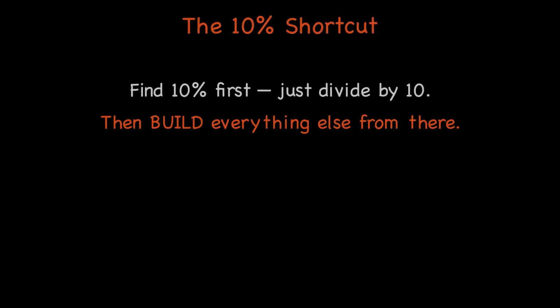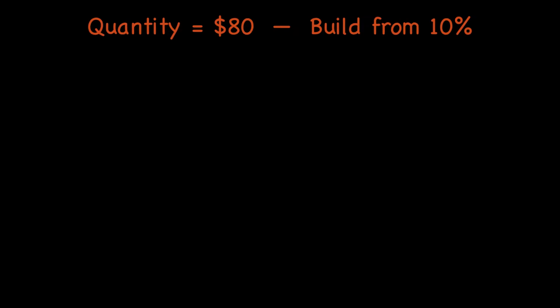This strategy is simple. And once you know it, you will wonder how you ever did percentages without it. The idea, find 10% first, just divide by 10, and then build everything else from there. Watch how every common percentage becomes easy. Let's build the whole table from 10% of $80.